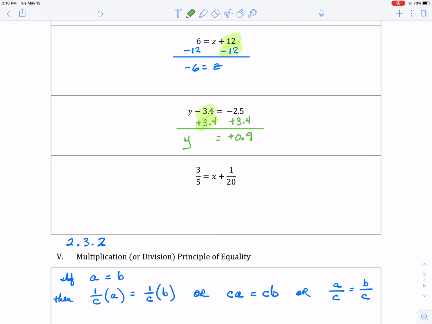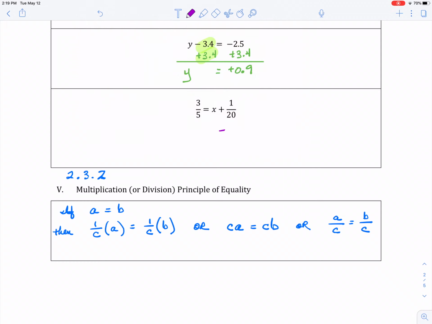All right, and this last one I'm going to do before we stop for a minute contains some fractions. Again, I see the x term there on the right-hand side. I would like to isolate that. So in order to isolate that, I'm going to subtract away this 1 over 20.